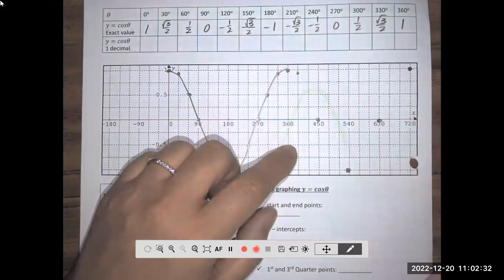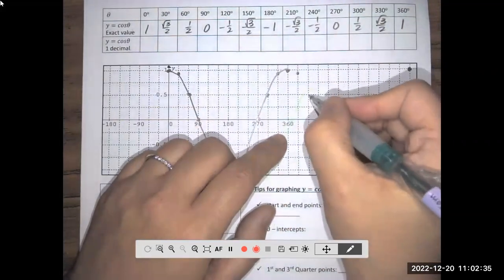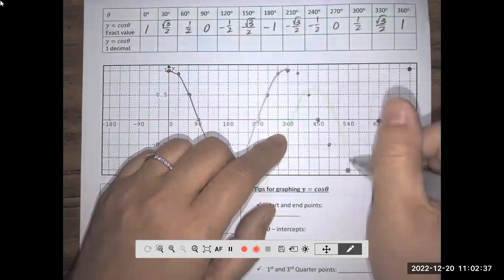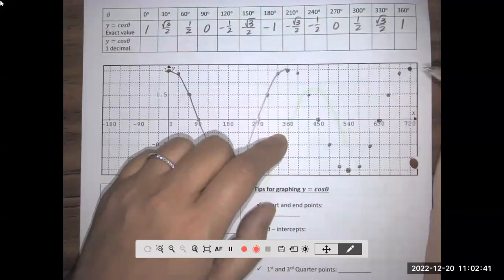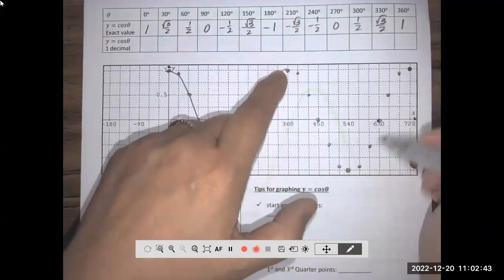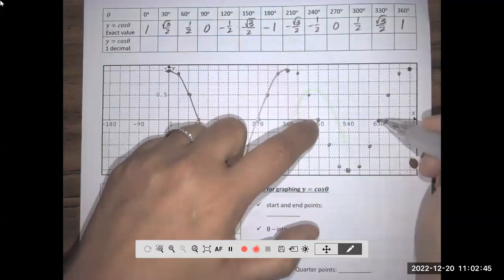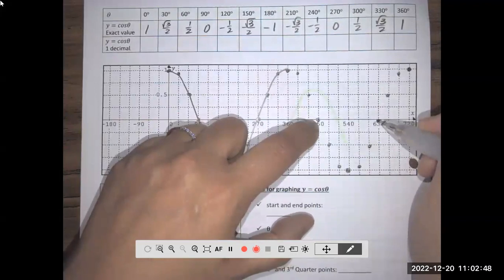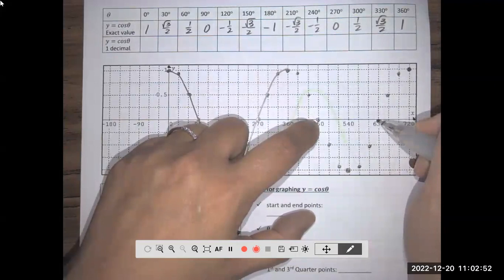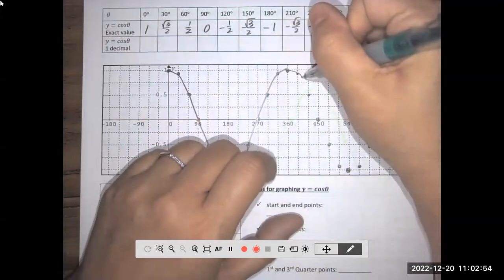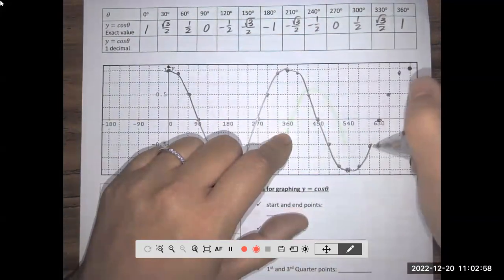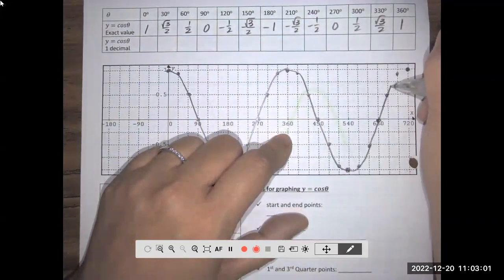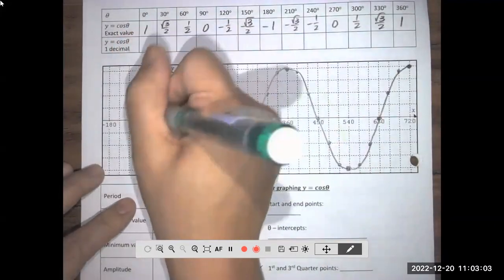Okay, and if you want to, you can add these additional points just for this graph while we're getting used to it, to round out your curve. But realistically, the beginning, middle, end, and the first and third quarter are the most important points, and they're the ones that I always want to see on your graphs, okay? So I'm going to extend my graph. And if you haven't already, please use a highlighter and highlight one period.